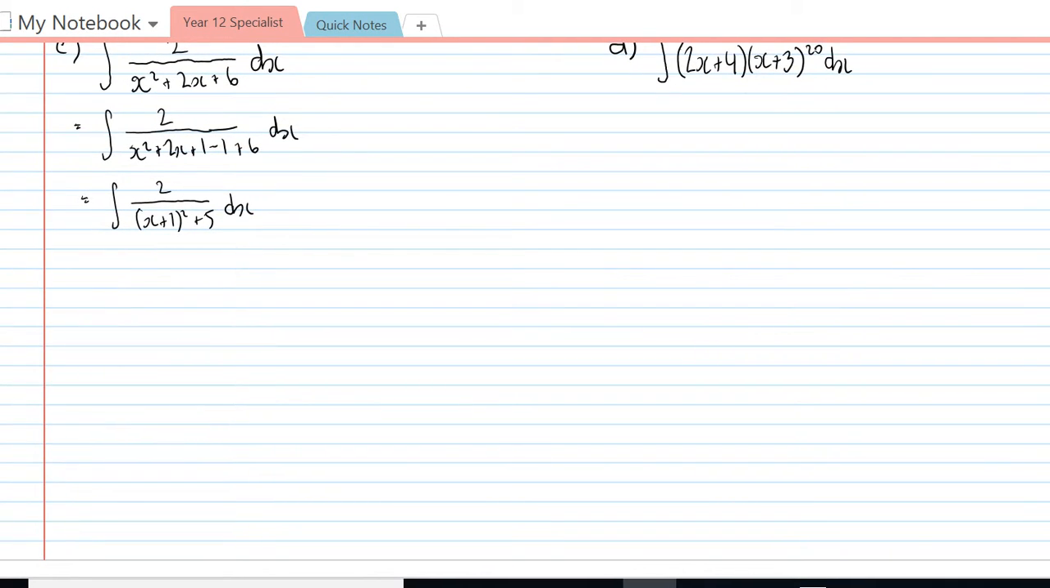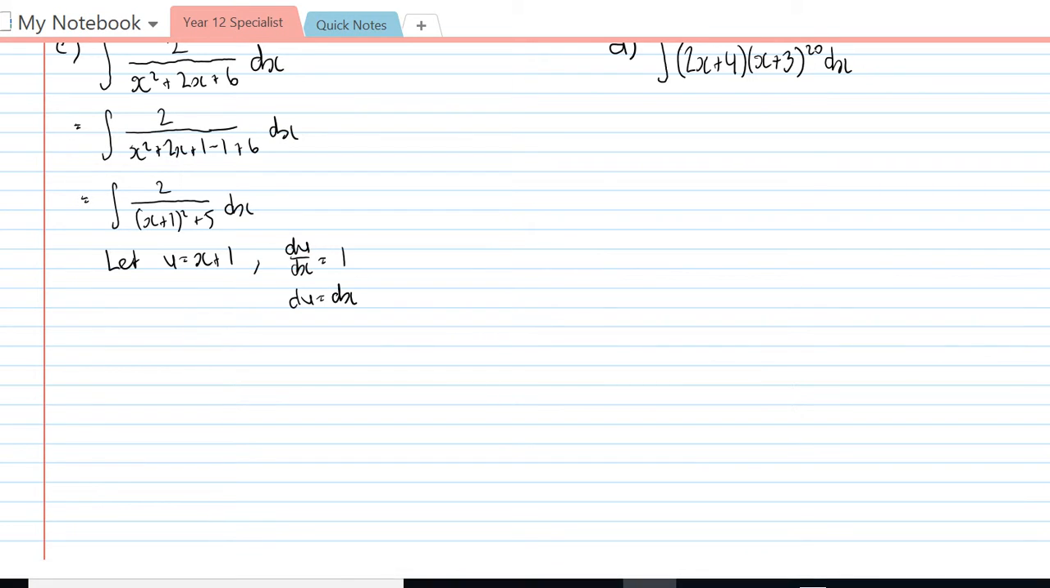Now I can make my substitution. So let u equal x plus 1. This means that du dx just equals 1, which actually means that du equals dx. So that being the case, I'll make my substitutions back into the rule now. So it's the integral of 2 over u squared plus 5 du.